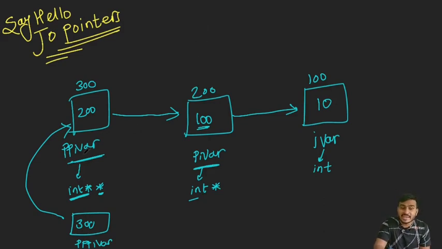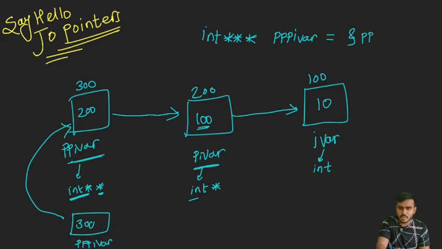What is the data type of the variable whose address we want to store? It is int star star. So it is int star star, and we have to create a pointer to it. That's why we have to add one more star, and then write the name of the pointer, which in this case is tripleivar, and to initialize it, we write equal to the address of ppivar. That's it. That simple it is.